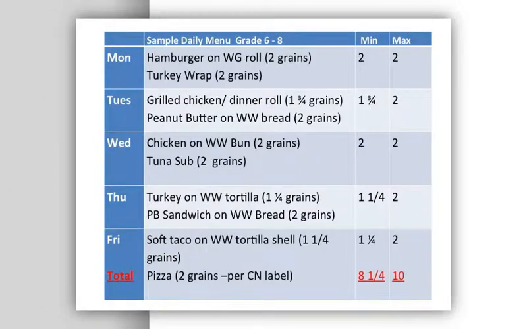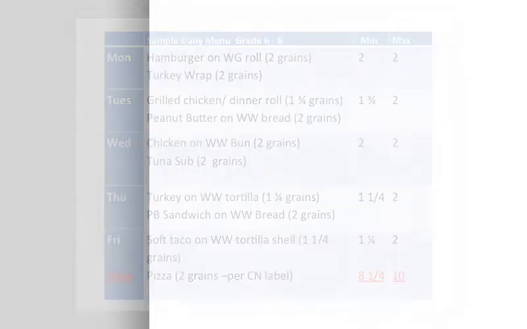This last example shows a menu for grades 6 to 8. On Monday, they offer a hamburger on the whole grain roll, which is 2 grains, and a turkey wrap, which is 2 grains, so the minimum is 2 and the maximum is 2. On Tuesday, they offer grilled chicken with a dinner roll, which is 1 3/4 grains, and peanut butter on whole wheat bread, which is 2 grains. We will not review each day separately, but you can see on the chart if you add up the daily minimums, you get a weekly minimum of 8 1/4. If you add up the daily maximums, you get a weekly maximum of 10.